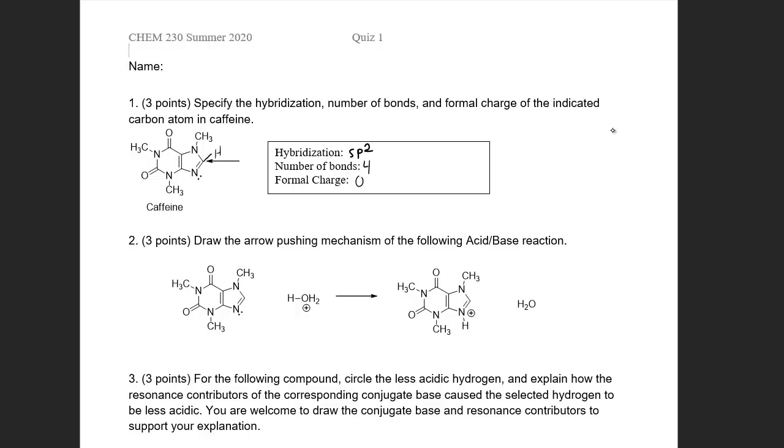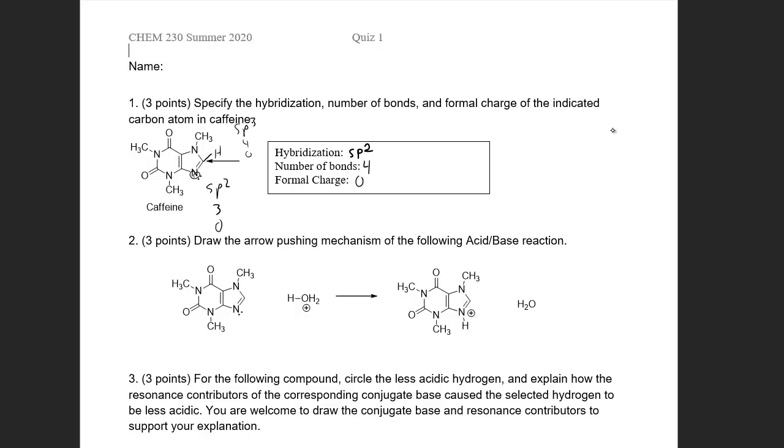So while we're at it, let's just do a couple more. If I were to point to this CH3 right here, the hybridization would be sp3, the number of bonds would also be 4, and the formal charge would be 0. If I were to point to this nitrogen right here, the hybridization would also be sp2. The number of bonds would be 3, and the formal charge would also be 0.